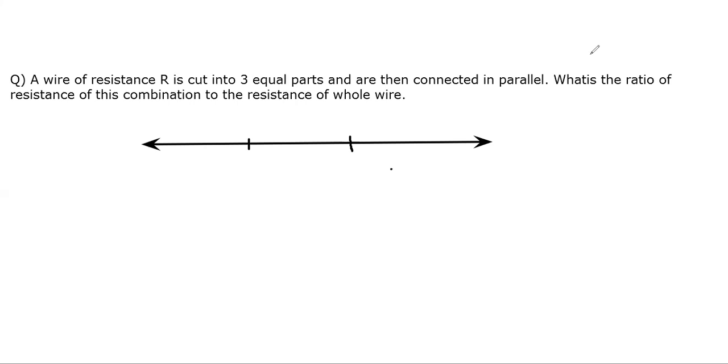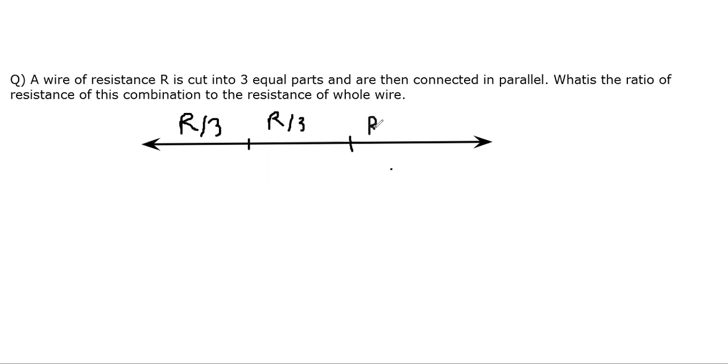So here's a question: a wire of resistance R is cut into 3 equal parts and then connected in parallel. We have to find the ratio of resistance of this combination to the resistance of the whole wire. I have made a diagram over here: a wire whose resistance is R, and I have cut it into 3 equal parts. As I have told earlier, resistance would be equally divided. So if total resistance is R and it is cut in 3 equal parts, each wire would be R by 3. This has been discussed earlier in this video only.